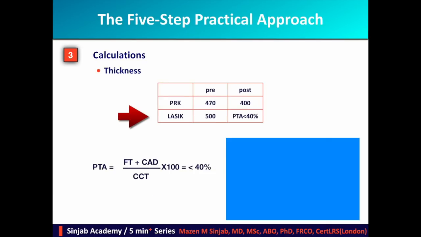Now let's go for the calculations of LASIK. Now the PTA is the percent tissue altered, which is the sum of flap thickness and ablation depth, central ablation depth of course, multiplied by 100 and divided by the central corneal thickness. The resultant number should be less than 40%. It should be less than 40%.